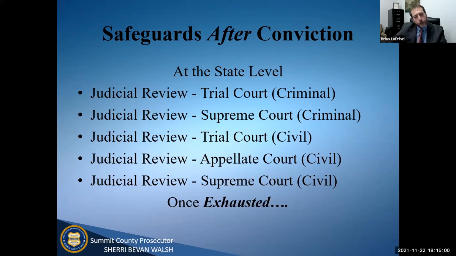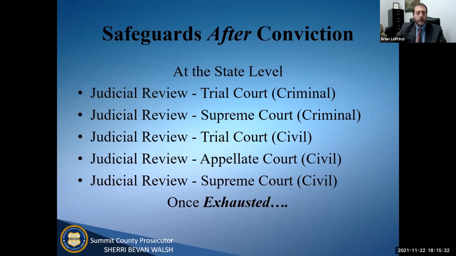Following the criminal remedies, and as you can see, I have it separated out, the trial court would be the criminal, and then the Supreme Court would be criminal too. If that doesn't work, the state of Ohio has a process that you can try civilly to have that stopped. And we call that post-conviction relief. And that involves your due process. So it's not whether you're guilty or not, but did you have a fair process? And so you can do that through civil courts.